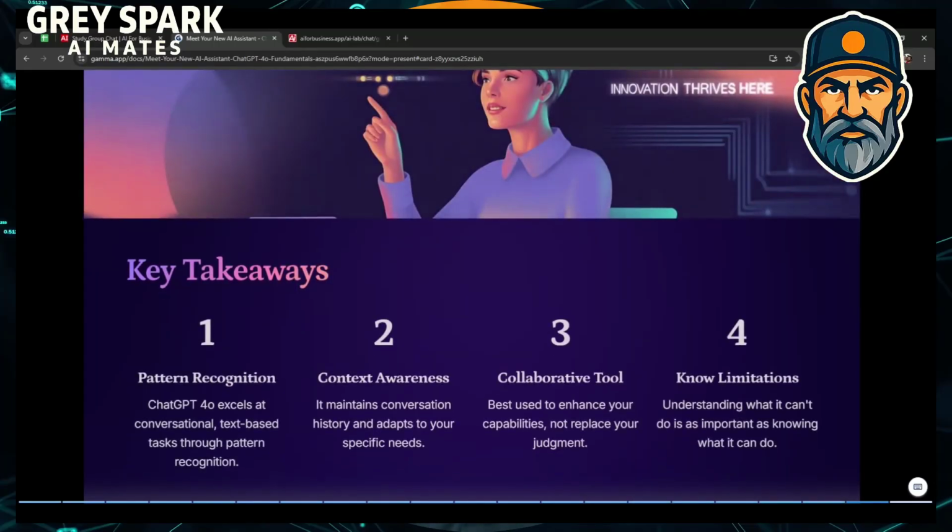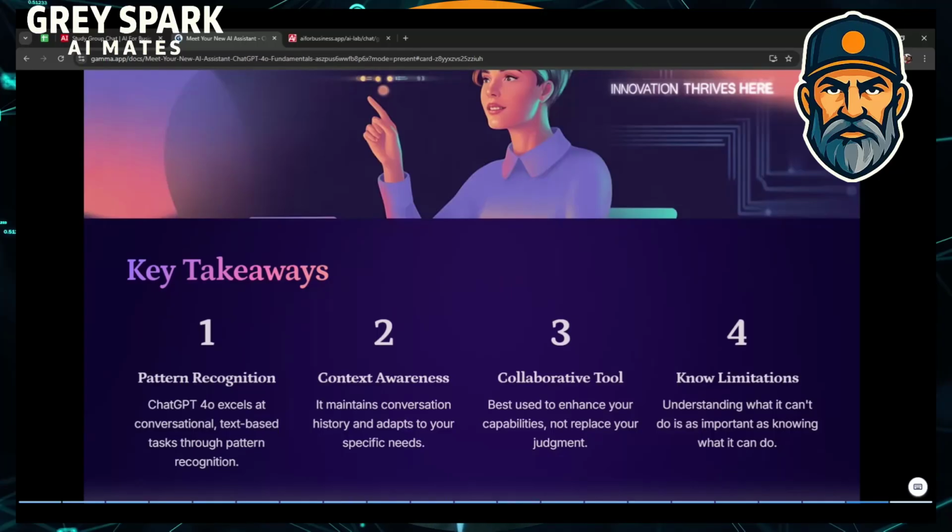So in conclusion, the key takeaways of this session, I should say: it's a pattern recognition system that excels at conversational text-based tasks. So you need to remember that. That's pretty important. A lot of people think it's this magic thing, or it knows everything. What it's doing is recognizing patterns, and it's using a vast amount of data and a vast amount of recognition to look like it's learning and understanding things.